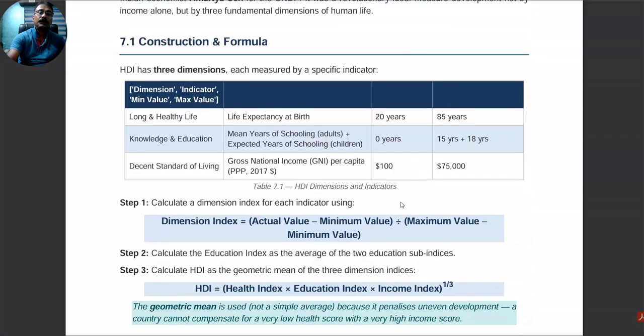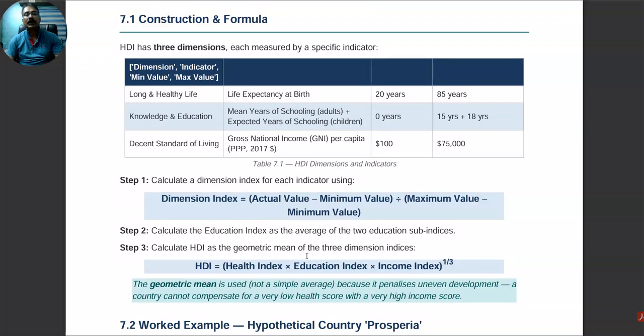Now, for each dimension we need to calculate the dimension index by applying the formula: actual value minus minimum value, divided by maximum value minus minimum value. We calculate the education index as the average of the two education sub indices. Then we calculate HDI as the geometric mean of the three dimension indices. The HDI equals the health index, education index, and income index.